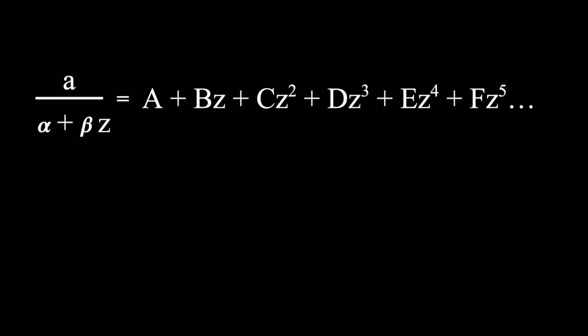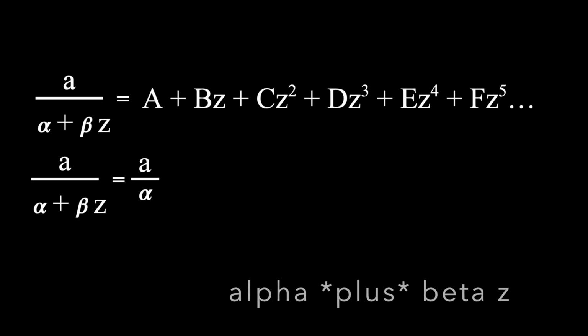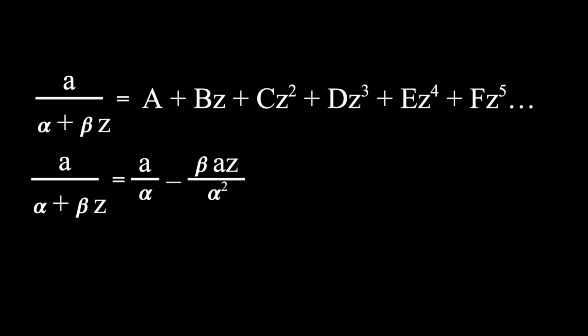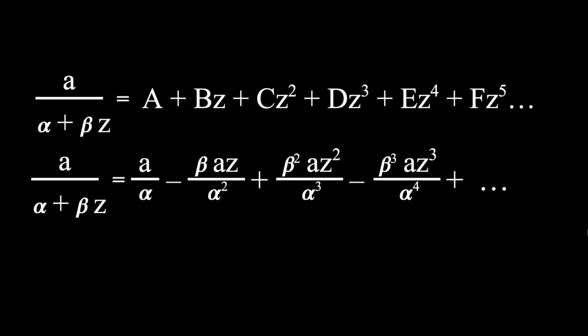So now we have a over alpha plus beta z equals a over alpha minus beta a over alpha squared times z plus beta squared a over alpha cubed times z squared minus beta cubed a over alpha to the fourth times z cubed, and so on. So if we know little a, alpha, and beta, we can write any first-degree proper rational function as an infinite series, as long as alpha is not 0, because then we would be dividing by 0, which we can't do.